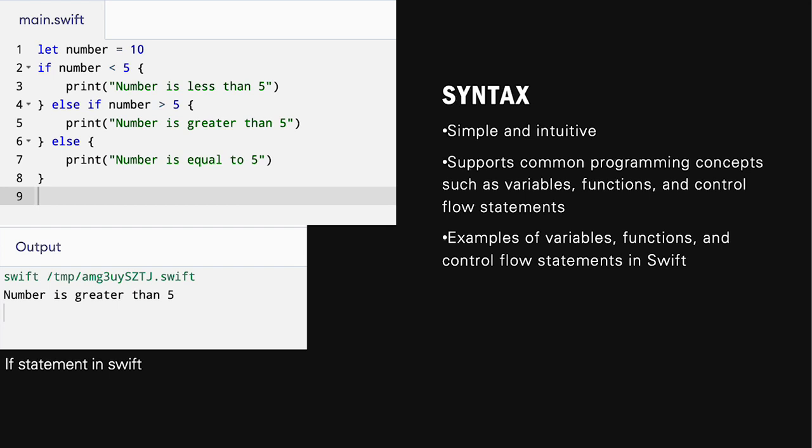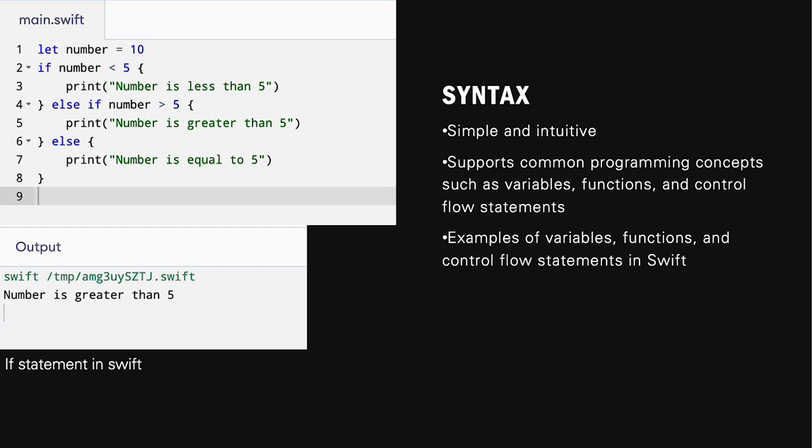Variables in Swift can be declared using the var keyword followed by the variable name and its initial value, like this: var greeting = "Hello, world". Swift also supports constants, which are declared using the let keyword.